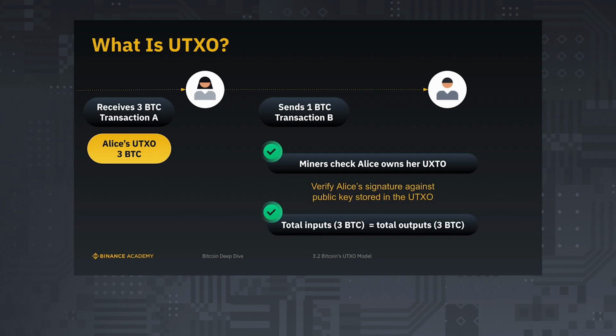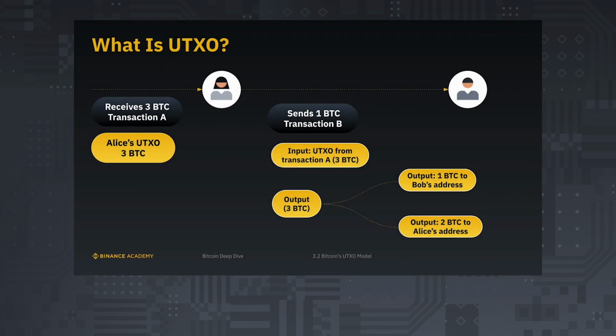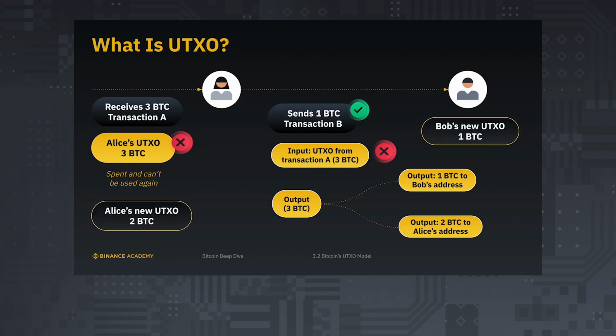They also make sure that the total value of inputs equals the total value of outputs, which is 3 Bitcoins as outlined in our example. If all checks pass, the transaction is considered valid, and miners will then include it in a new block, which is added to the blockchain. The UTXO Alice used as an input, which is 3 Bitcoins, is now spent and can't be used again. The new UTXOs, including 1 Bitcoin to Bob and 2 Bitcoins as change to Alice, are now available to be spent in future transactions. The records of all UTXOs belonging to Alice and Bob are both updated after this transaction.